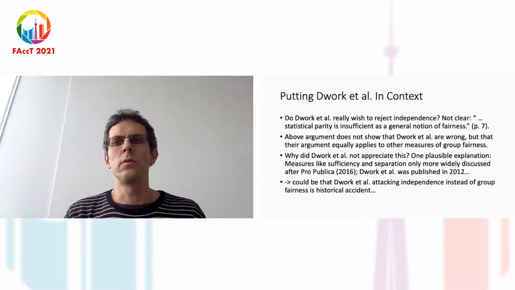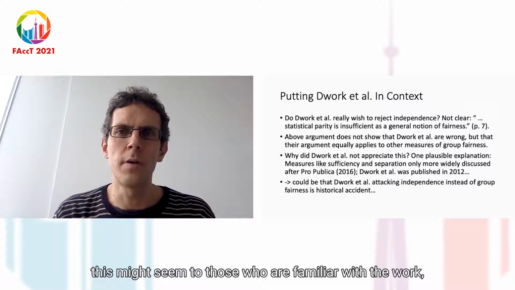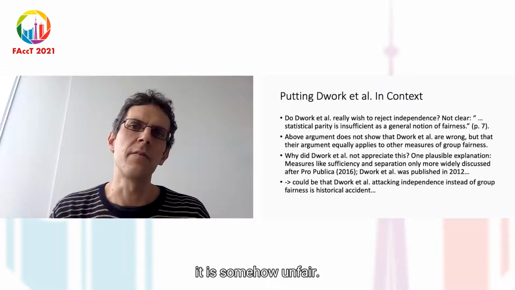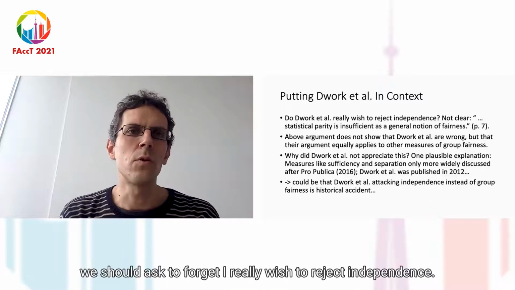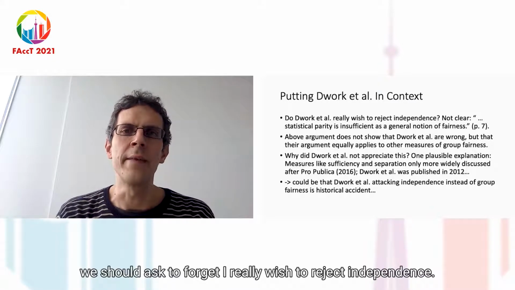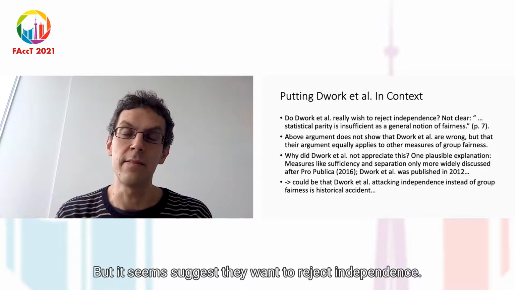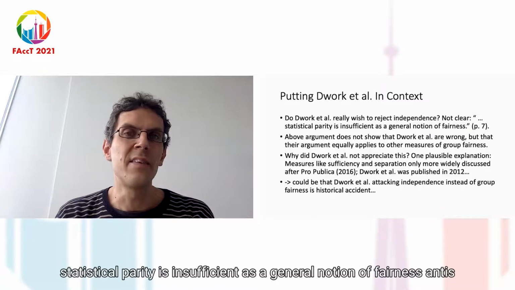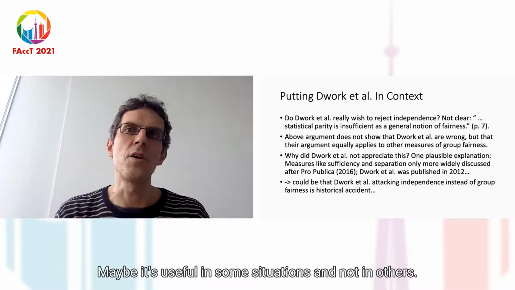Okay, so this might seem to those who are familiar with the paper by Dwork et al. that this is somehow unfair. So let me put this a little bit into context. Now, first of all, we should ask, do Dwork et al. really wish to reject independence? On one hand, you have the quote that I've given you at the beginning, where it seems that yes, they want to reject independence, but later on they write statistical parity is insufficient as a general notion of fairness, and this gives us some leeway. Maybe it's useful in some situations and not in others.